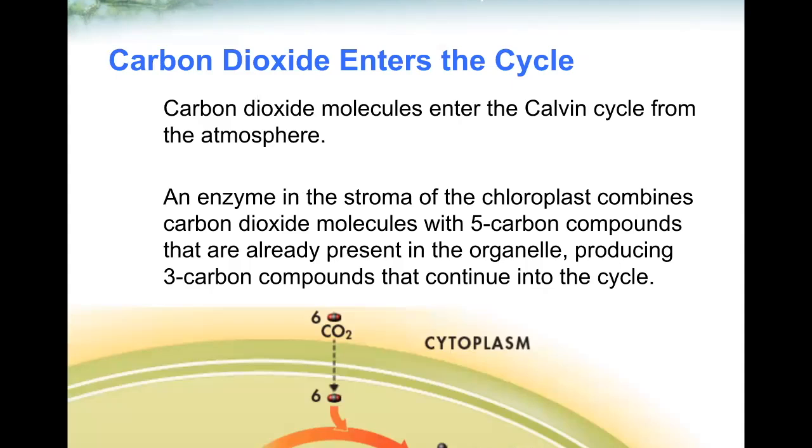Carbon dioxide molecules enter the Calvin cycle from the atmosphere. An enzyme in the stroma of the chloroplast combines the carbon dioxide molecules with 5-carbon compounds that are already present in the organelle, producing 3-carbon compounds that continue into the cycle. The 6 carbon dioxides come from the cytoplasm into the stroma.